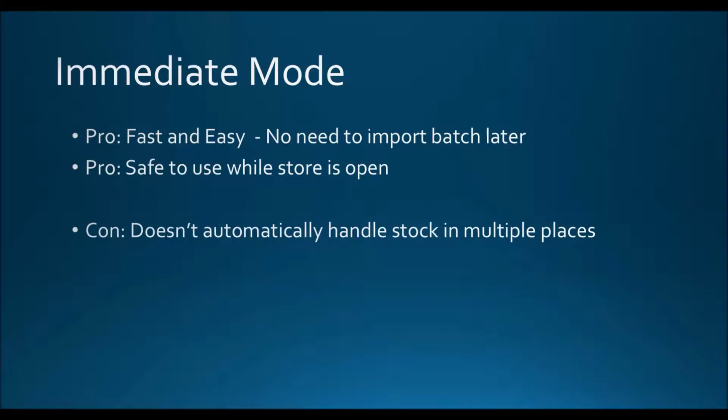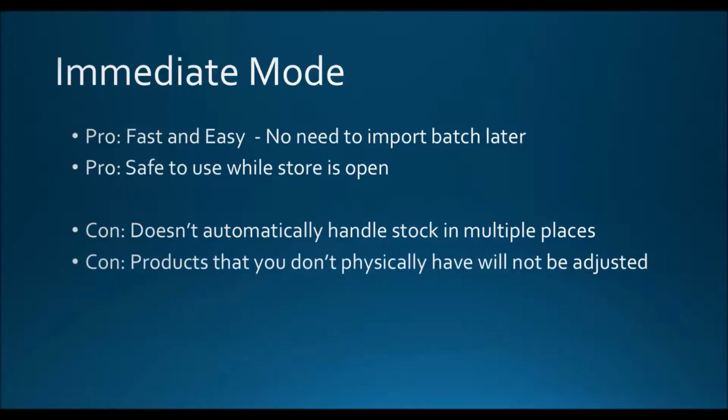One of the cons with immediate mode is that it doesn't automatically handle stock that's located in multiple places. So for instance, if you scan 5 of an item and enter that into the batch, if you later on find more of that product, you may not remember that you scanned that same product previously, and you may change it to a different number without adding them together.